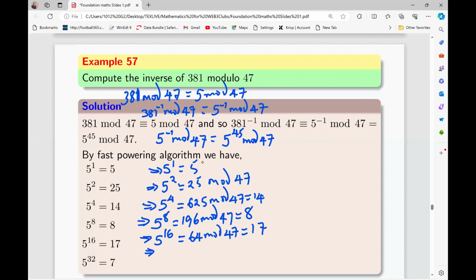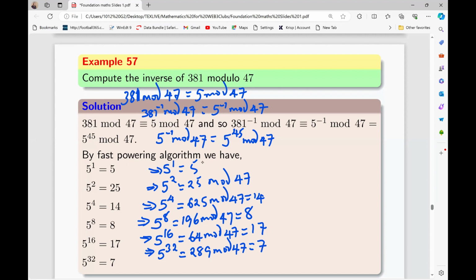Okay, let's square that line to get the next. 5 raised to 32. Squaring 17, what do you get? 289. 289 mod 47. Remember, 47 there is the divisor. So we ask ourselves, 47 into 289, what will be the remainder? Of course, it goes there 6 times. The remainder is 7.